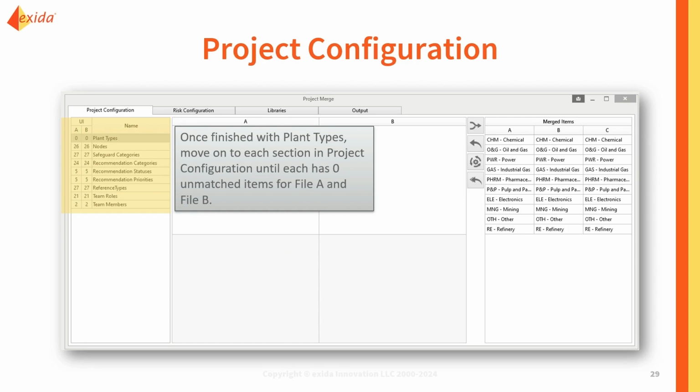So if we return to the project configuration, you now see we auto matched everything. Everything that's identical was matched at once. And on this side, you see that we have 0 unmatched items for file A and 0 unmatched items for file B. So this is what we want to see for project configuration and risk configuration. We really don't want any individual items hanging about.